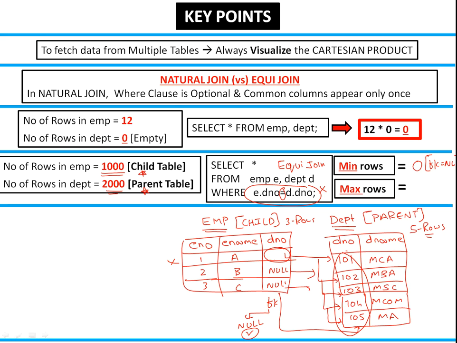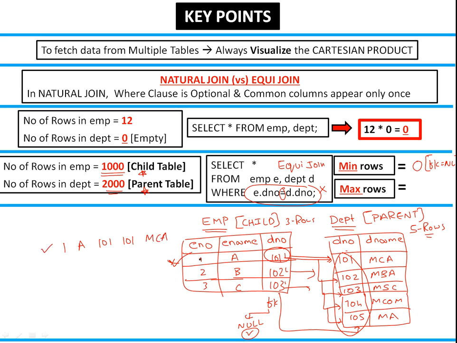Maximum comes only if all are working. For example, he is working in 101, he is working in 102, he is working in 103. So, this row will join with all departments and 101 will be selected. So, 1A, 101, 101, MCA. Yes, first row. First row joined with 5 rows, selected only 1 row.